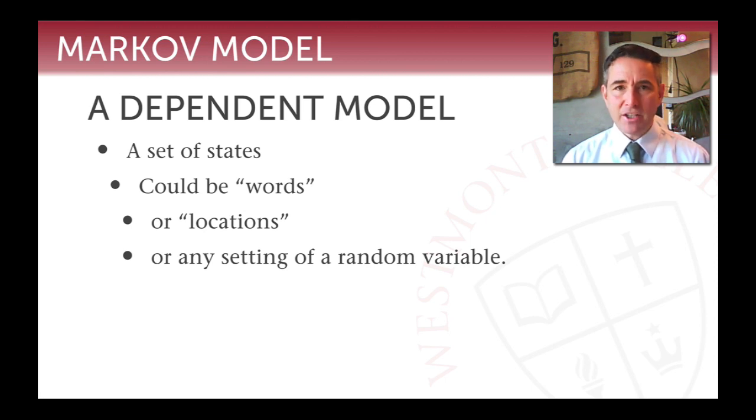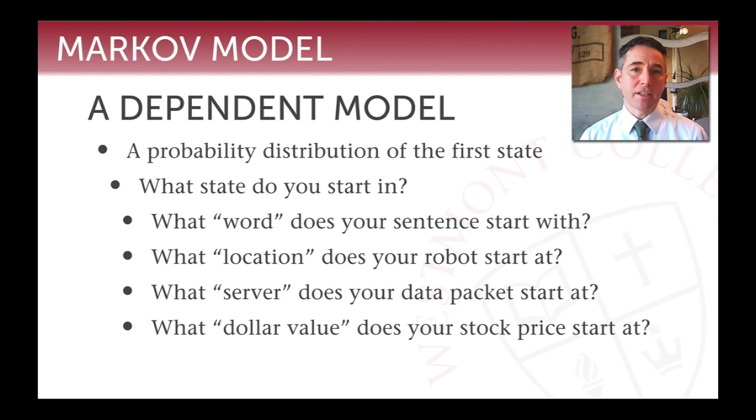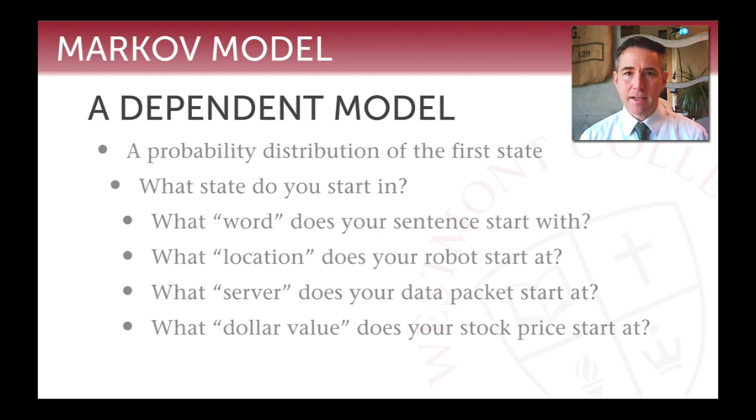Okay, so that is our set of states. A Markov model has a set of states. A Markov model has a distribution over the first state. Where are you going to start? What word is your sentence going to start with? What location is your self-driving car going to start at? Maybe which server is a packet of data going to start at? What dollar value is your stock price going to start at? And then once you know where it starts, then you predict what the next step is going to be.